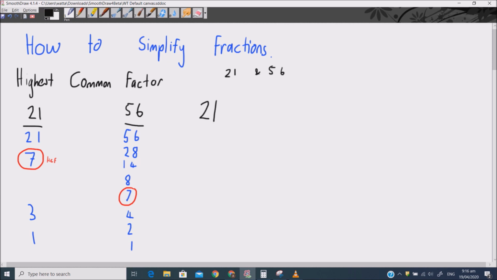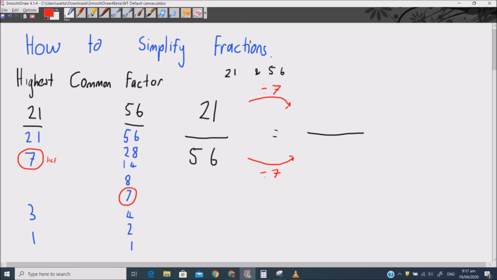So we're going to use the highest common factor for 21 over 56. We're going to use this highest common factor to find what do we do to simplify 21 over 56. So all you have to do is take the highest common factor, and that's the number you're going to divide both the top number, the numerator, and the bottom number, the denominator, by to get your simplest possible fraction.